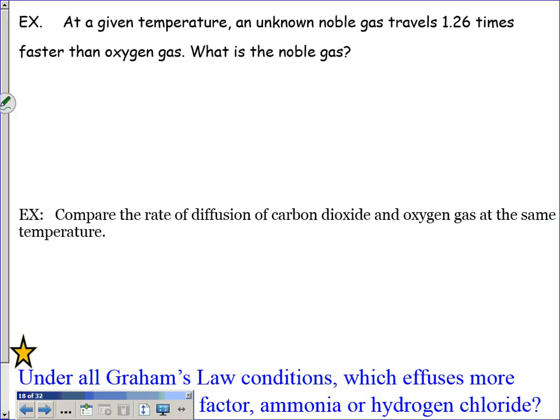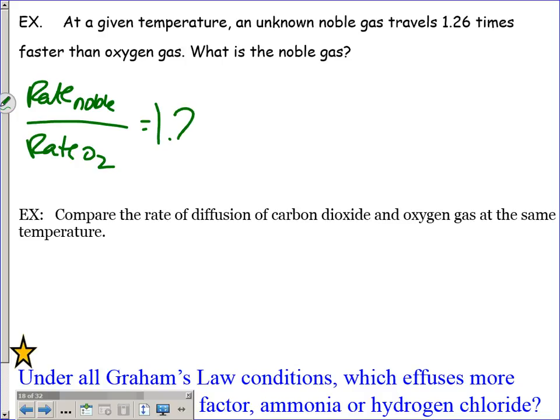9 o'clock. Okay, great. So, at a given temperature, an unknown noble gas travels 1.26 times faster than oxygen gas. What's noble gas? Who's faster? Okay, so the noble gas is traveling faster than oxygen. So who's lighter? The noble gases. Okay, so rate A will be the noble gas, and rate B will be the oxygen gas. Don't forget, oxygen gas is diatomic. Don't make that silly mistake. And so the rate of noble gas versus oxygen is 1.26.